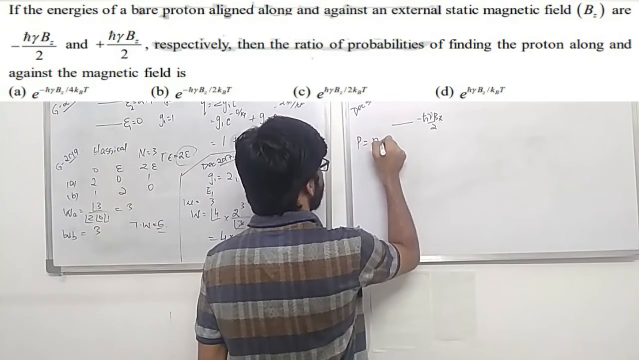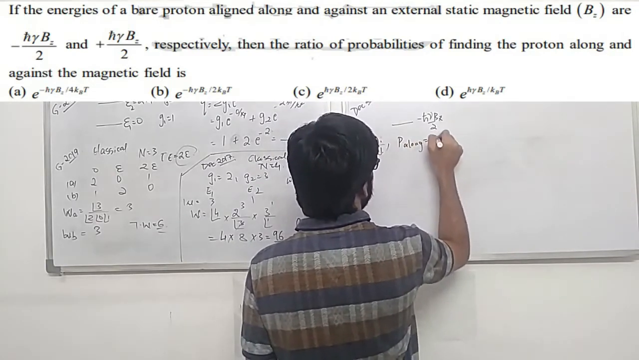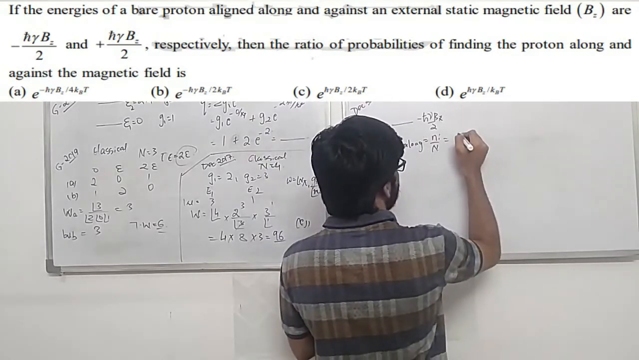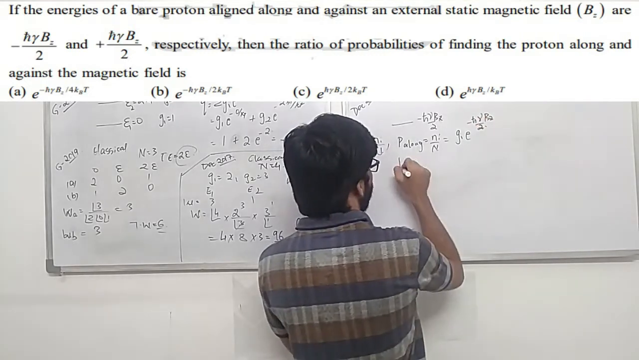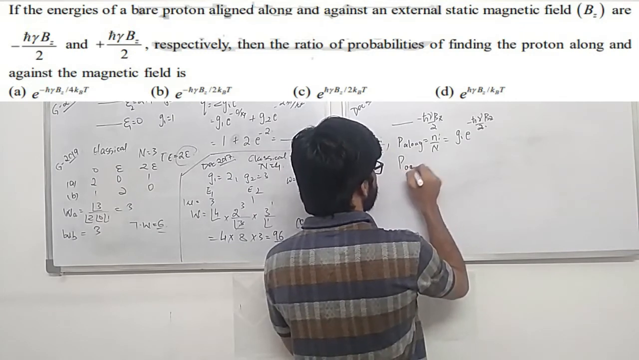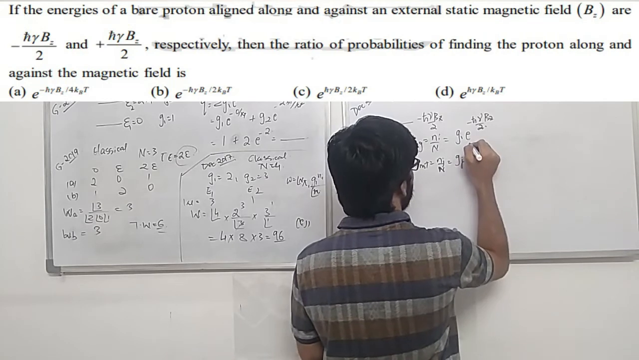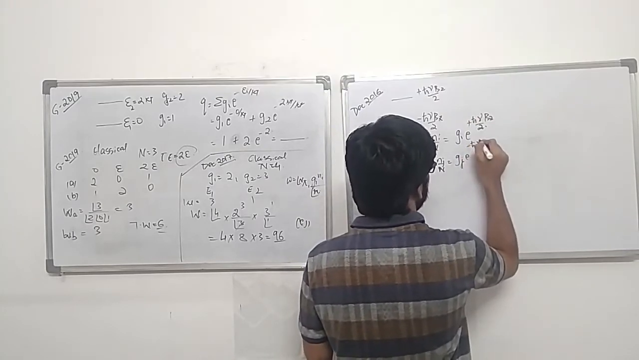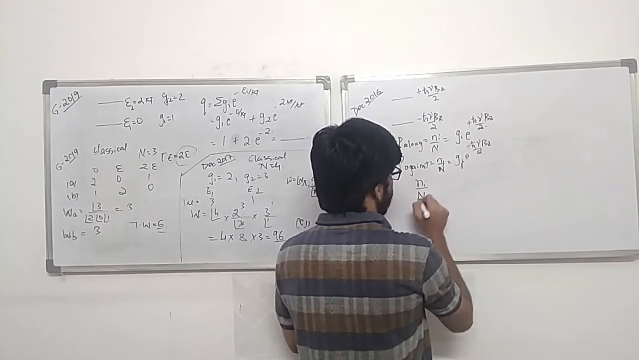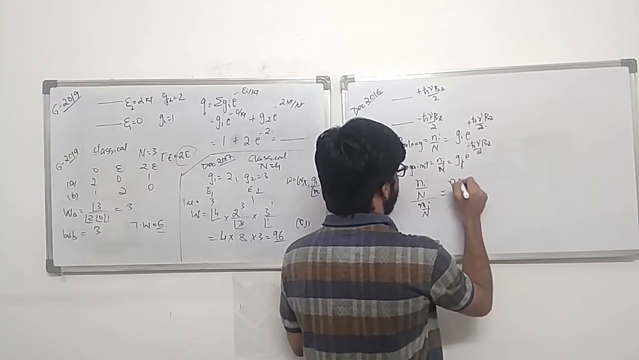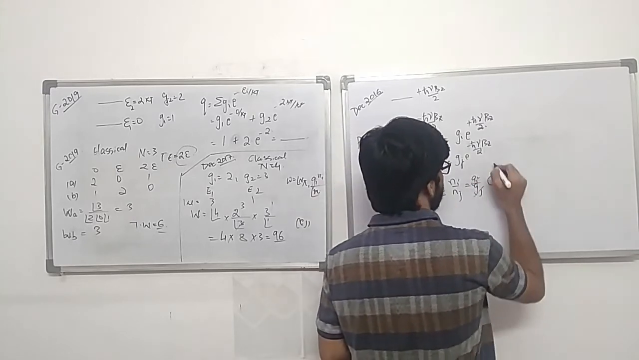Now probability is number of possible arrangements by total number of arrangements. So let's say I am finding probability along, so that will be N_i by N. That will give me g_i e to the power minus h nu B_z by 2. And for probability against, let's say it is N_j by N, this will give me g_j e to the power plus, okay, so this will be minus minus plus, this remains minus. So if I have to find the ratio of the probabilities, that will be N_i by N over N_j by N, or N_i by N_j. This will give me g_i by g_j, which are same, so they are cancelled out.